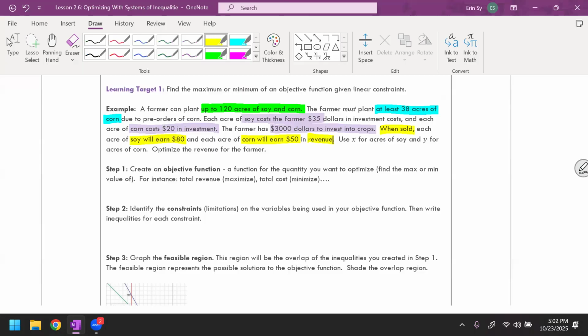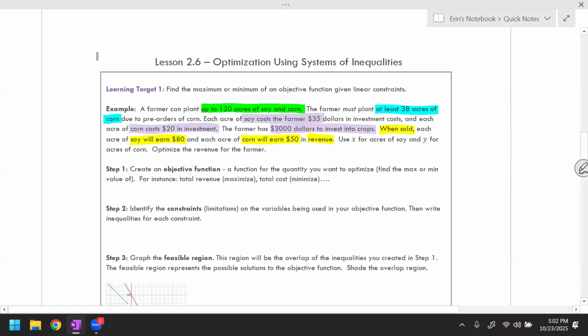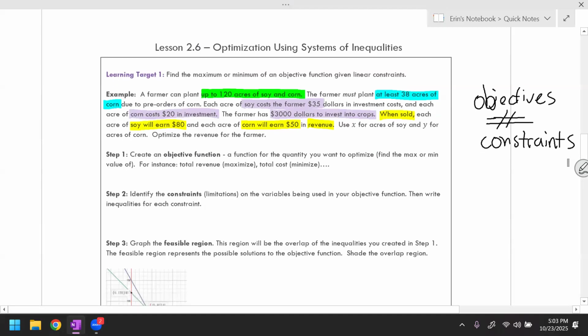It's really important not to confuse the objectives with our constraints. Objectives are not constraints. Okay. What do I mean by that? Well, let's just see the difference between each, right? Let's create an objective function. So what is our objective function? What are we actually trying to optimize? Well, here it's revenue, right? We want to make the most money.